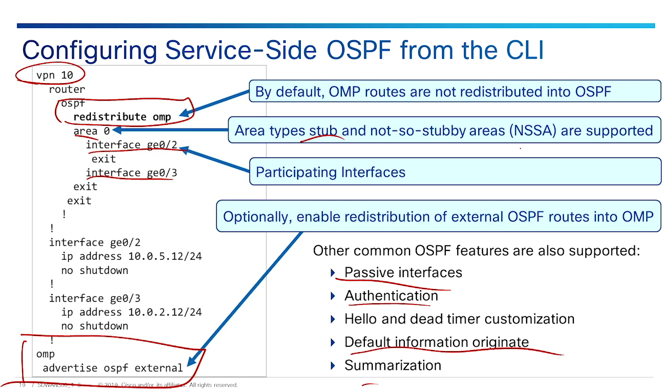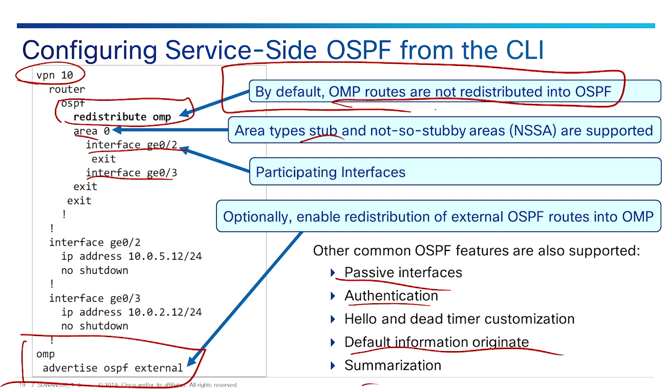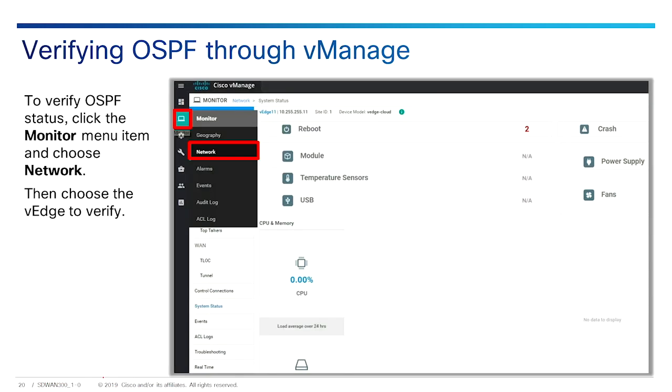Oh, sorry, one more thing I want to mention. OMP routes by default are not redistributed. No routing is redistributed anywhere on the system unless you specify it. BGP to OMP, OMP to connected. Actually, the only thing that's actually by default advertised into OMP are connected. Okay?